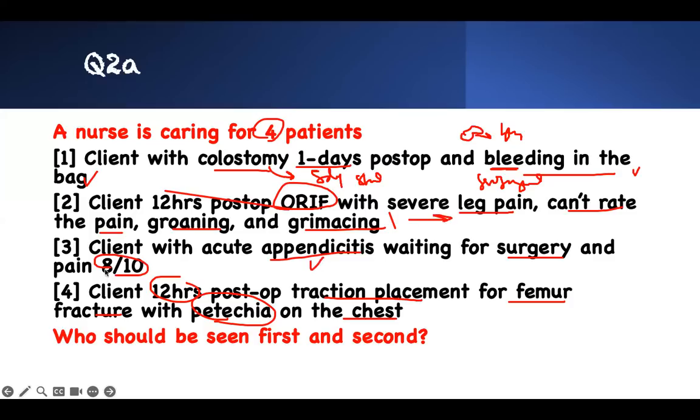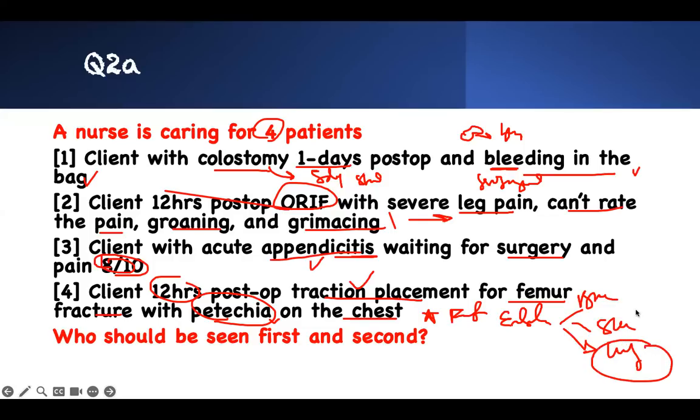I have appendicitis waiting for surgery. I have pain, but this is expected. With appendicitis, I expect to have some pain. 8 out of 10, it's fine. There's no evidence of peritonitis or anything I've been told. I have traction right away, and 12 hours later I have petechiae on my chest. What is that? Red spots on my chest. This is deadly. This is fat embolism, and it affects your brain, your skin, and your lung. So we have an airway problem. They're going to have confusion and petechiae on their chest. This guy has compartment syndrome.